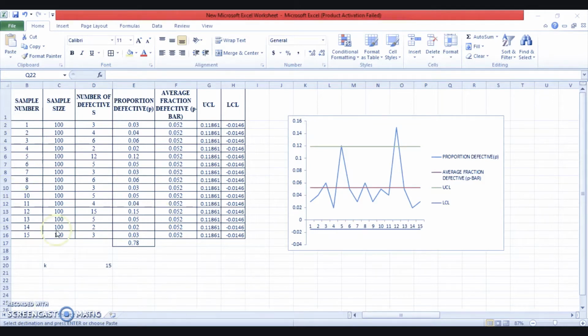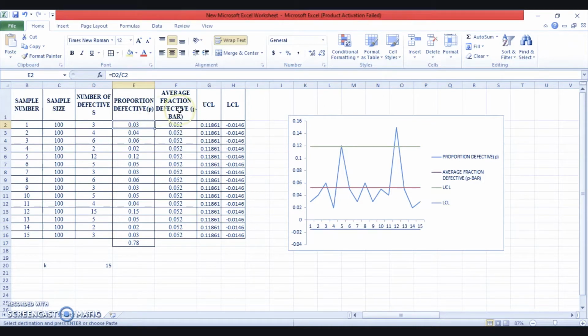Now I have taken fresh data for you with 15 samples. You can see we have 15 samples with a sample size of 100, and the number of defectives is also given here. I had already prepared a P chart, as we did in the previous session. Just a quick recap: for finding the proportion defective, you take the ratio of the number of defectives and the sample size.